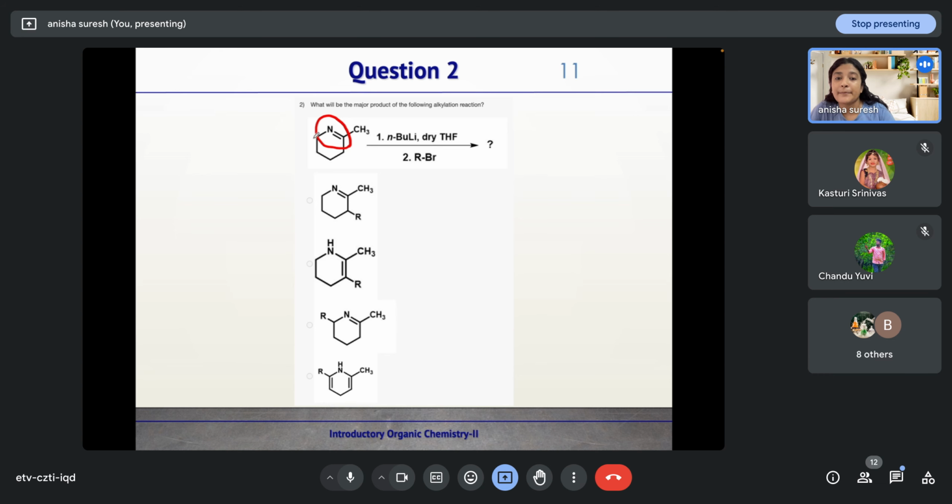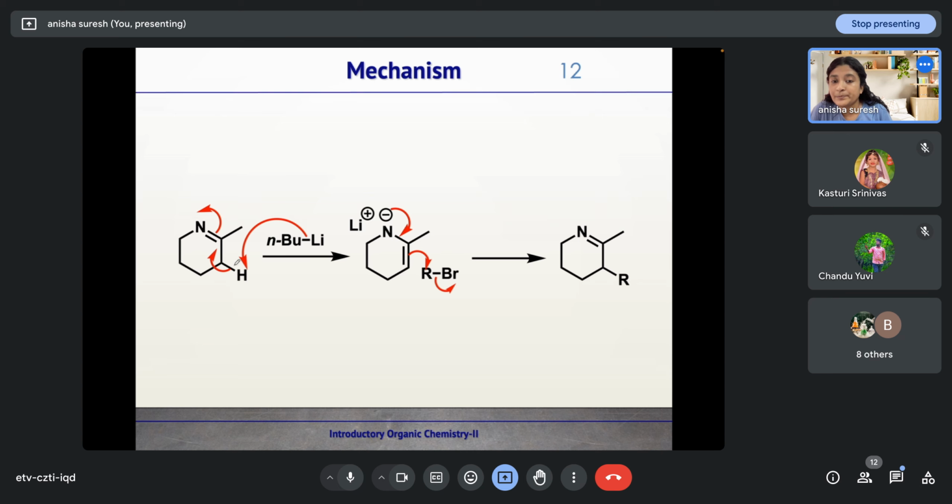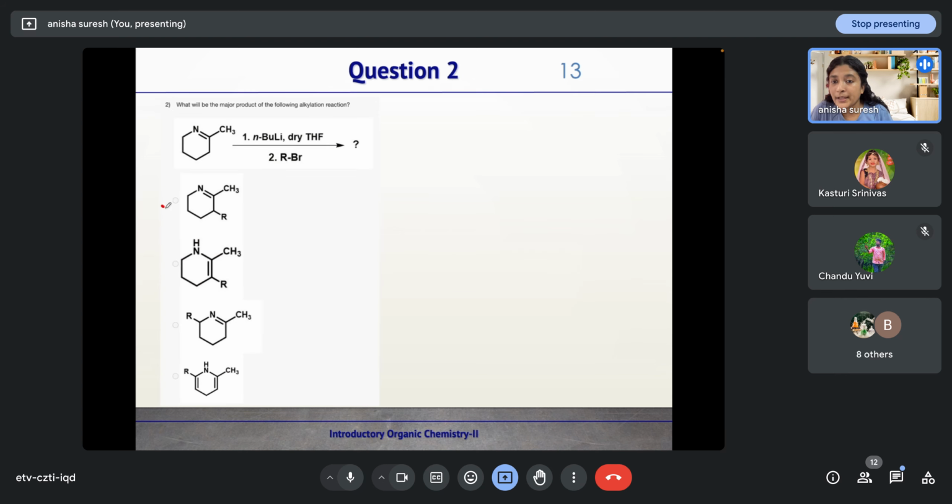Okay, let us see what is the major product that is forming. So here, this is the alpha hydrogen that is getting abstracted. So butyllithium will abstract this proton, leading to formation of this enamine. And once this lone pair on the nitrogen falls back, this double bond will go and attack on this alkyl bromide, leading to elimination of Br minus, and it will lead to formation of this as the major product. Clear? And LiBr will be the side product. So the major product will be option A. Is the mechanism clear?